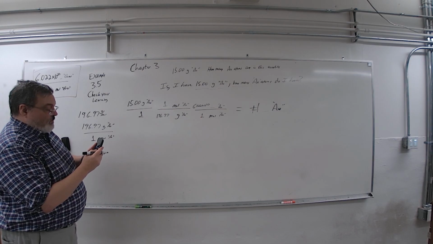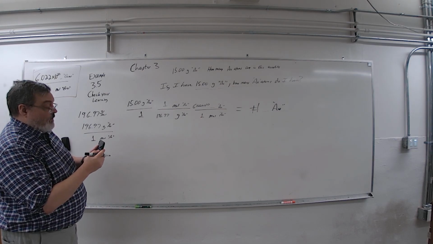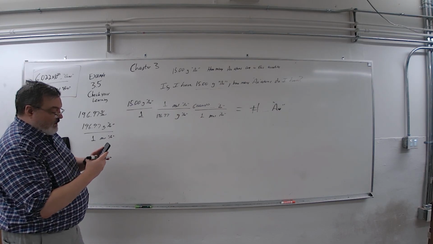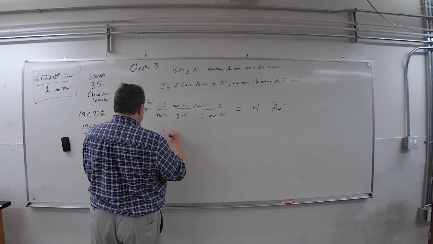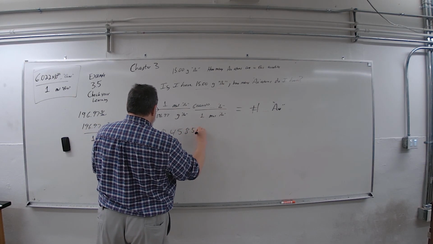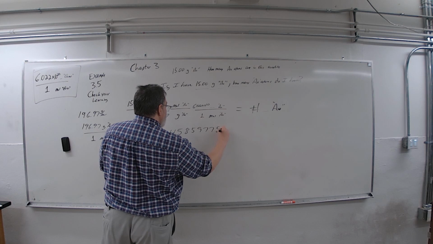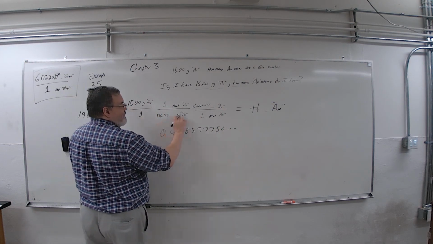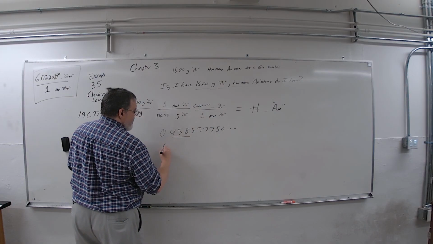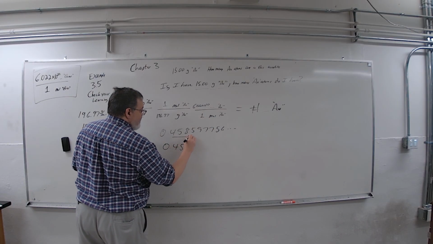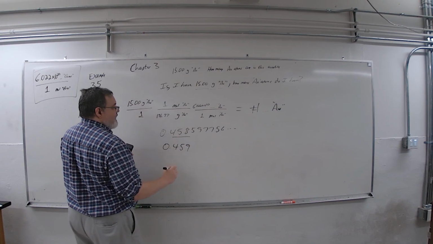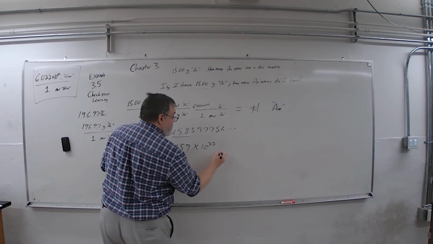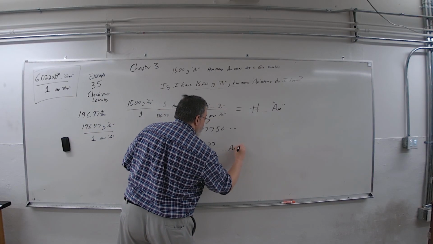15.00 times 6.022 divided by 196.97. Calculator says 0.458597756. 3 significant figures, 4 significant figures, 4. So we're keeping 3. We're going to have 0.459 as a 5 rounds the 8. And now I'm going to stick the times 10 to the 23 on here. And now I'll go dot, dot, dot, Au.